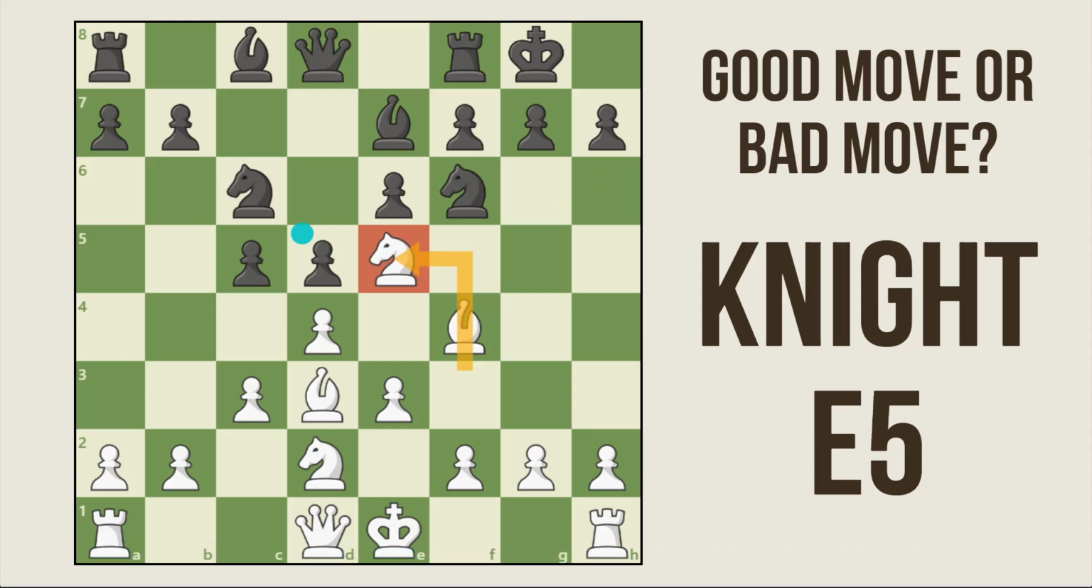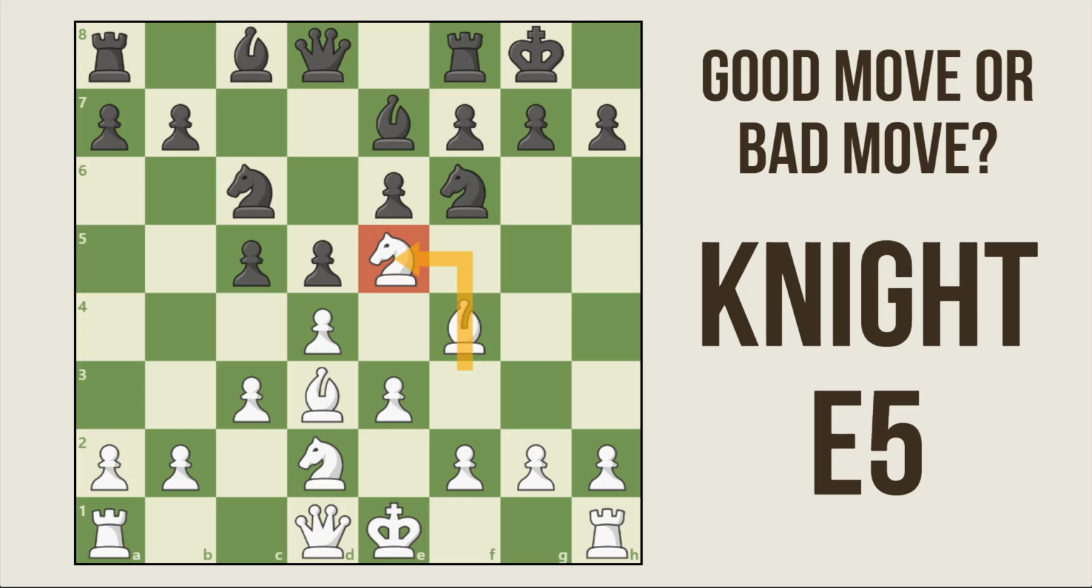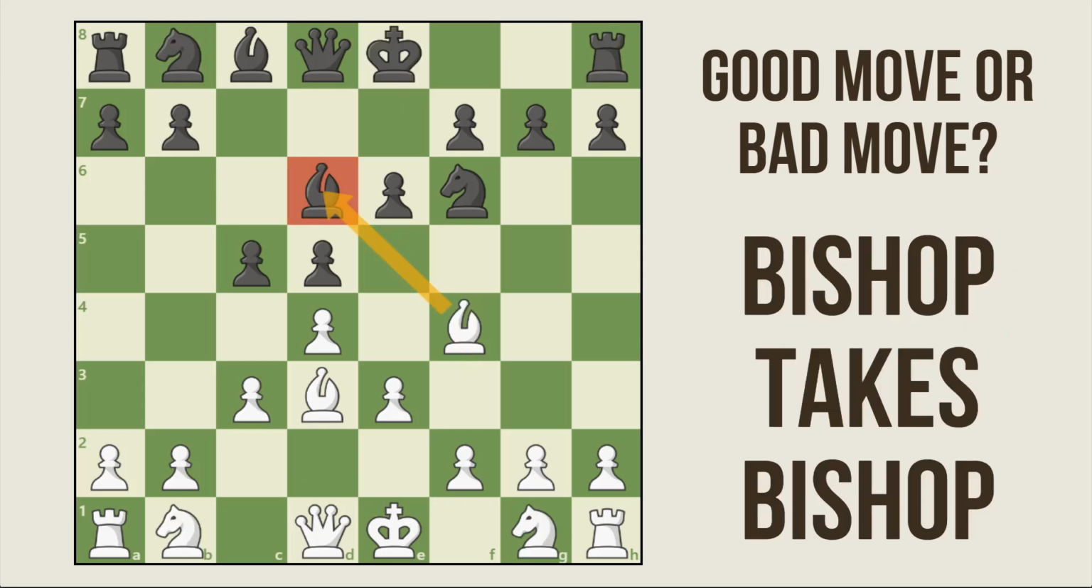And remember that we don't take this knight because that's essentially surrendering our control of the center. We want black to take us so we can recapture with the pawn and then go for this big attack, right? So it's a good move. Yeah, well done. And I think this is the last one. Bishop takes bishop. Good move or bad move?